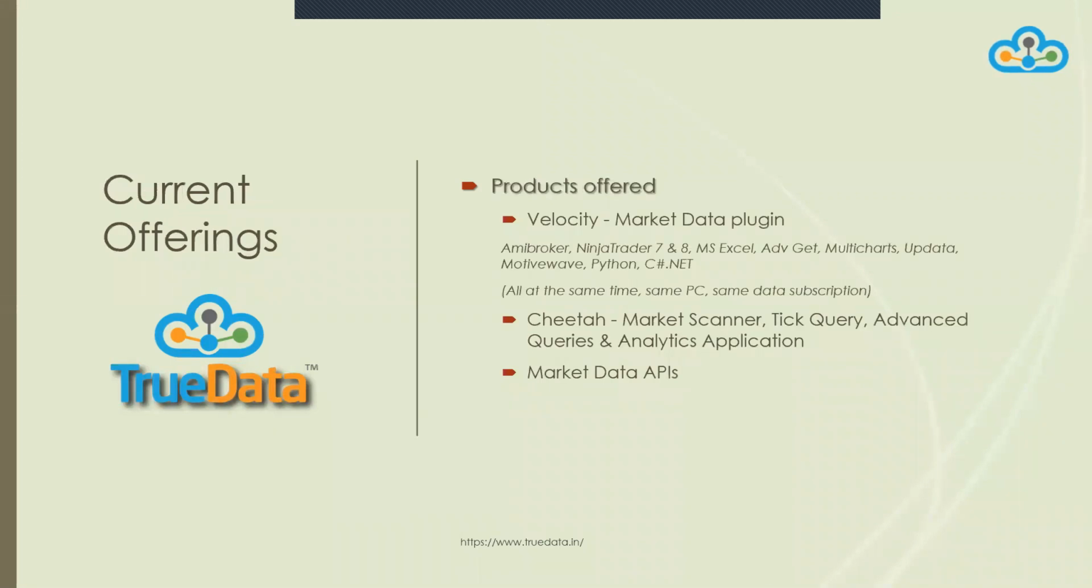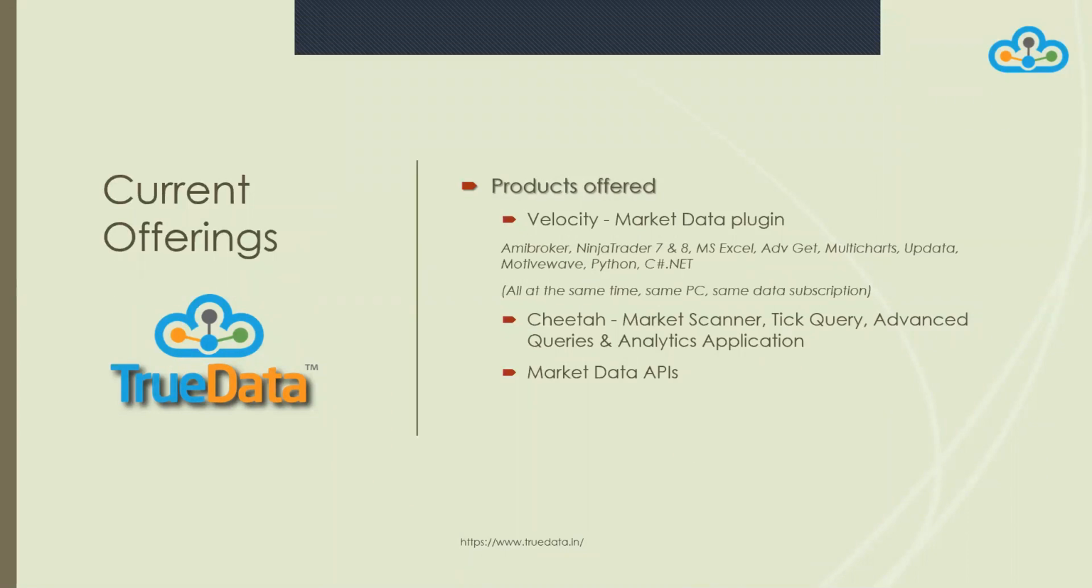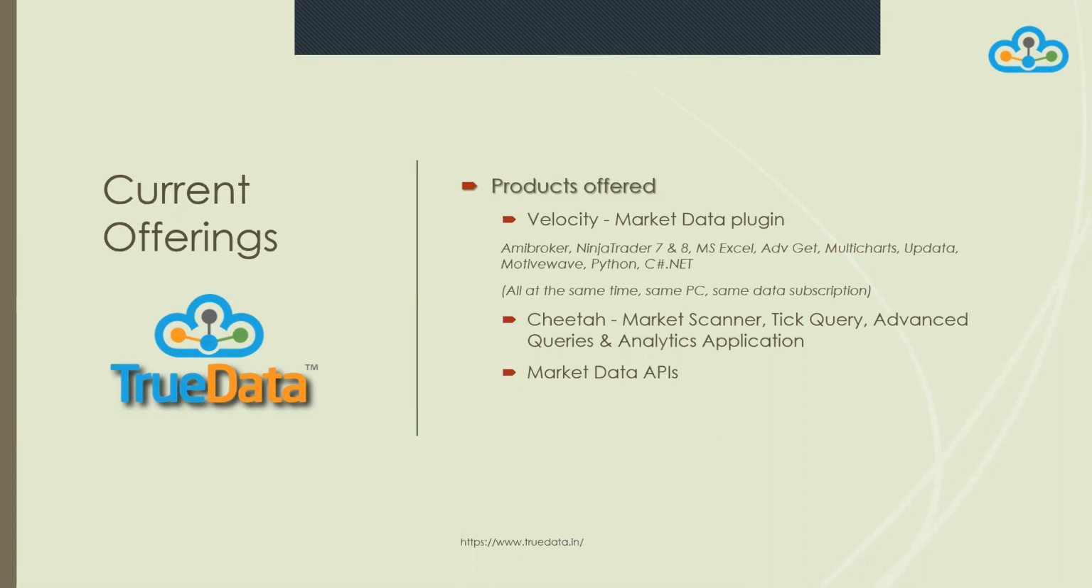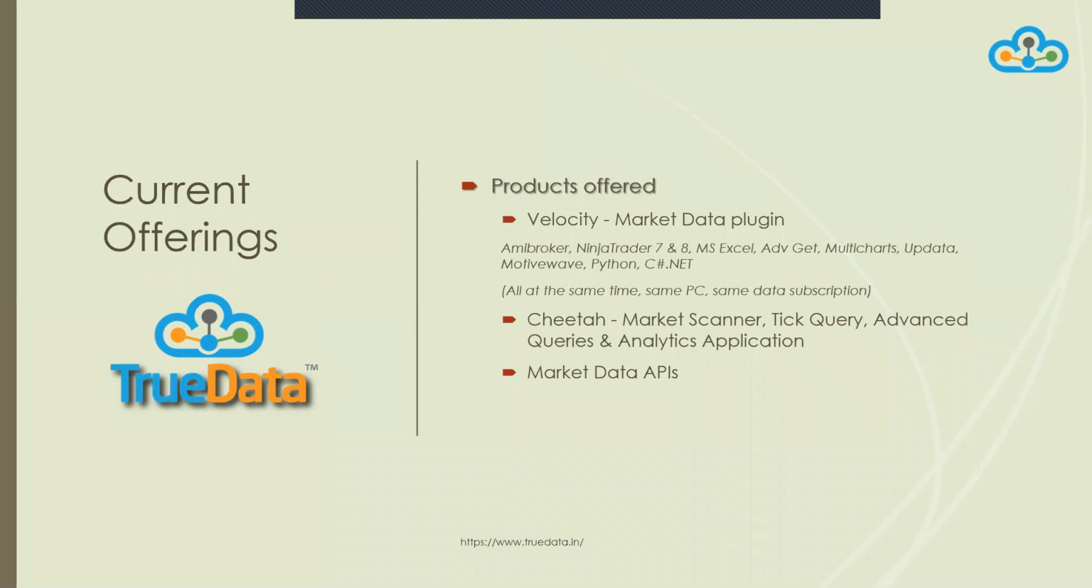Our current offerings, for those of you who are not aware: we also provide market data plugins using our software called Velocity. It connects to various applications, AmiBroker, NinjaTrader 7 and 8, MS Excel, Advanced Get, Multicharts, Motive, various others, all at the same time. And it also connects to Python and C#.NET from there. That I will cover later, but it is possible to connect from there also. Then we have Cheetah, the market scanner. It has a tick query, advanced queries, and an analytics application, which you can use. And then we have our market data APIs.